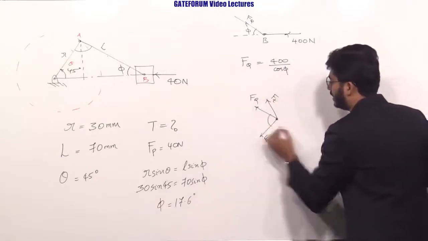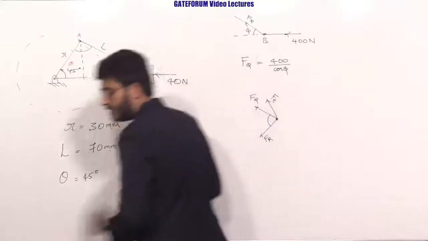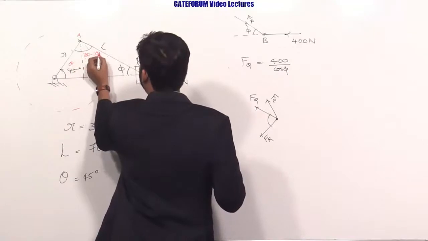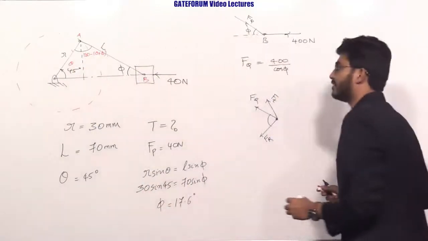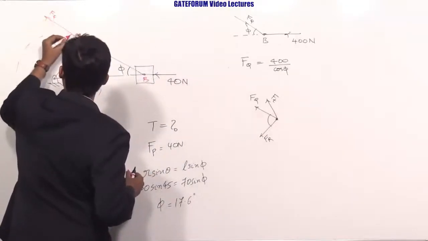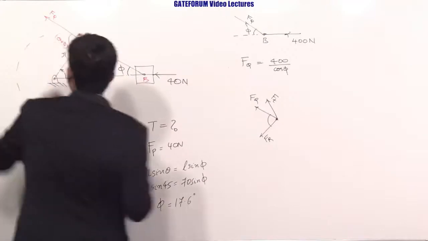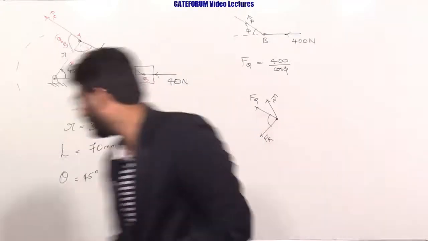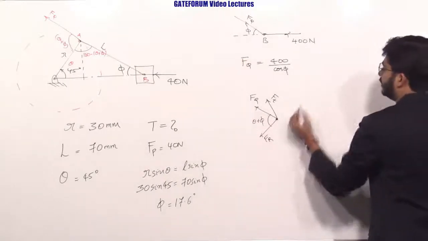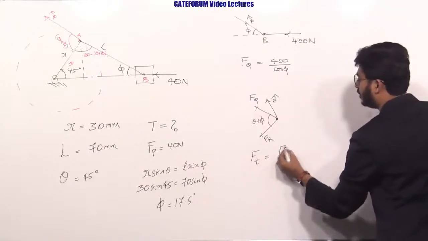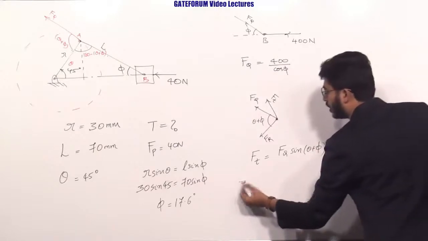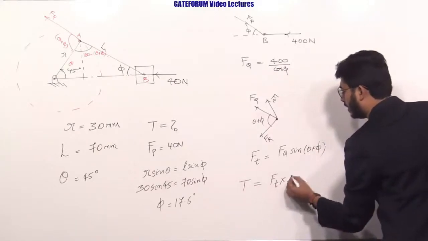This angle here is 180 minus of theta plus phi, the other angle. If I say this to be FQ, then this will be theta plus phi. Now FT is equal to FQ into sine of theta plus phi, and now torque is equal to FT into R.